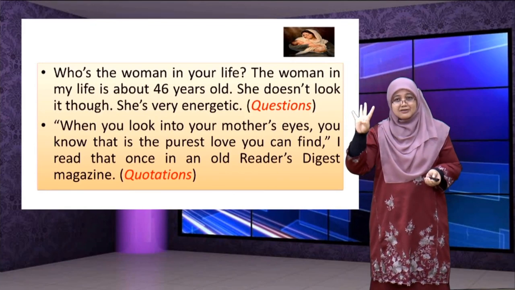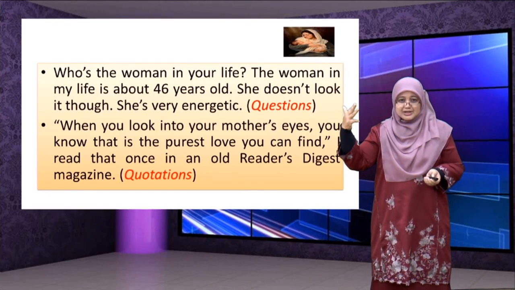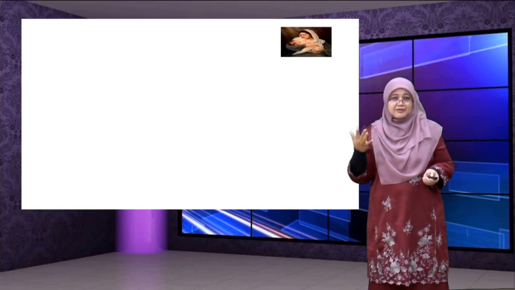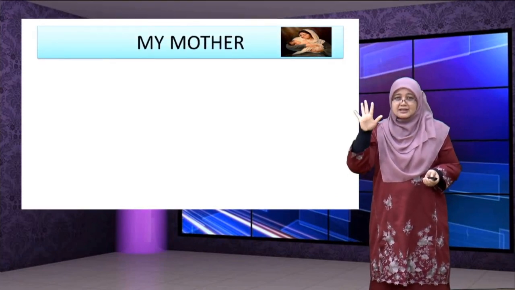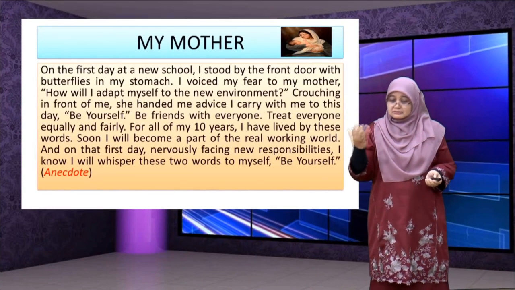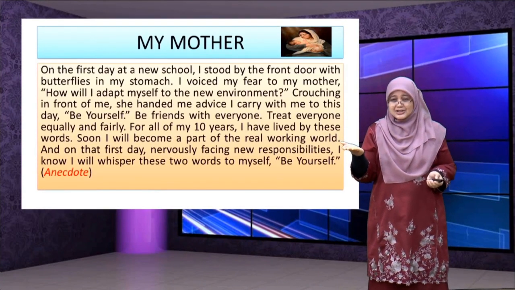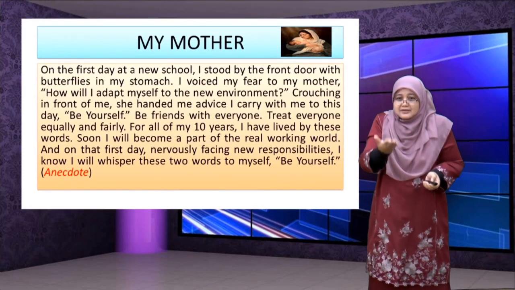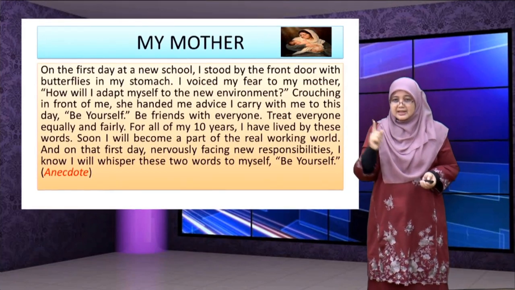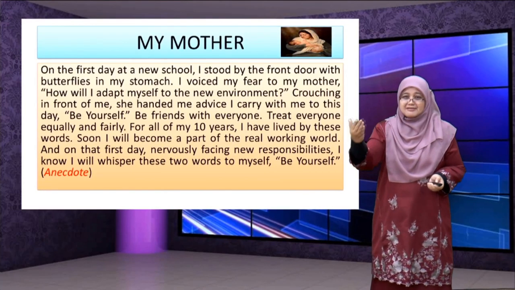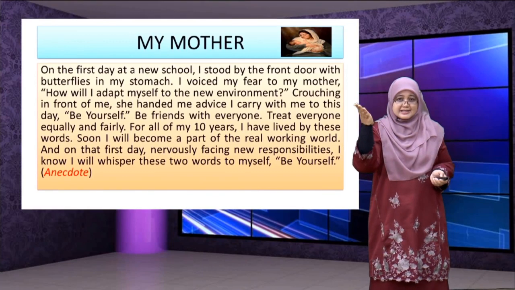Okay, so we have covered 4. The number 3 is questions. Number 4 is the quotations. And now we are going to look at the 5th one. We are still working with our working title for today, that is My Mother. So the 5th one is anecdote. What is anecdote? Anecdote is when you bring in yourself, the story of yourself. It can be real, it can be something that you make up, but you want to make the readers feel close to you. Let us read this together.